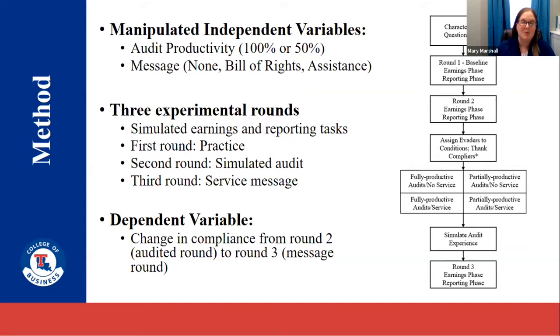So our taxpayer participants completed 3 experimental rounds, and it's kind of small, but you can see the flow of the experiment to the right edge of the slide. The first round was kind of a practice round. The second round was a categorization round where we split our compliers off to the concurrent study and then focused on our evaders. We assigned the evaders to 4 conditions. And then in round 2, when they reported their earnings, they were audited with full or partial productivity. And then in round 3, before they reported again, they either saw a message or did not.